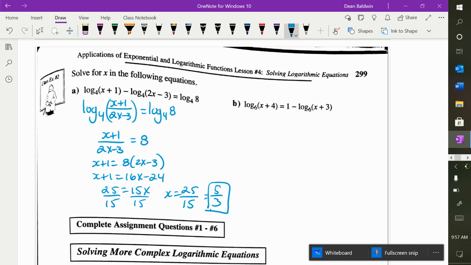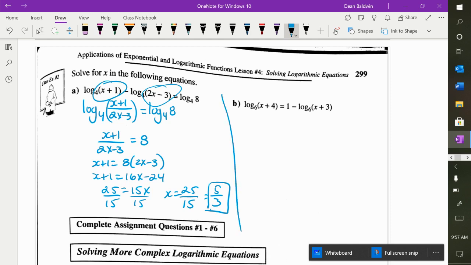Does that work? 5 over 3 is greater than 1, right? So I know it'll work in the first bit because we're adding. That's okay. 5 over 3 in this one. What's 2 times 5 over 3? 10 over 3, which is 3 point something. You can do it on your calculator. 3 point something minus 3 is point something. Positive. That's all I really care about. So it works. So it's good.